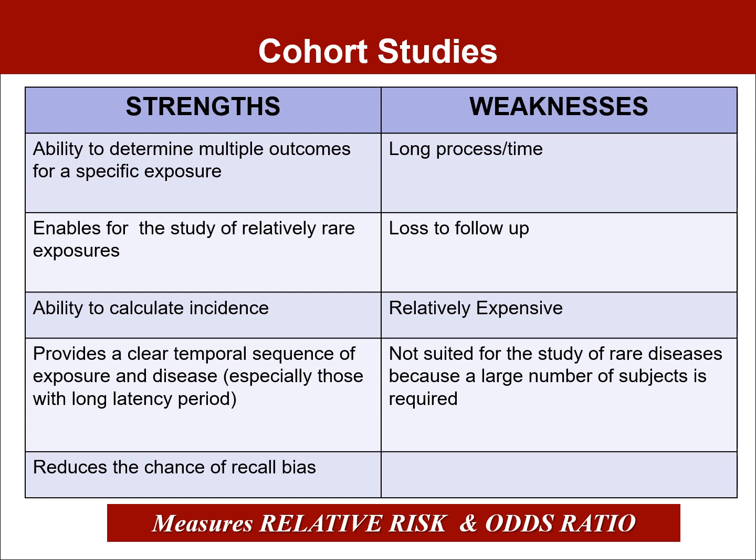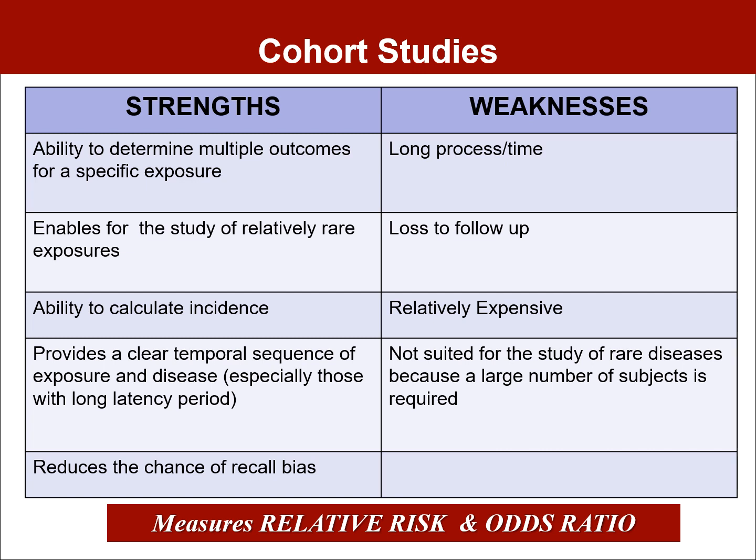Case control, on the other hand, helps you study rare outcomes of diseases. Cohort studies help you study rare exposures. You have the ability to calculate incidence in this case because again you're going forward to see when the actual event occurs. It also helps provide a clear temporal sequence of exposure and disease, especially those with a long latency period, right?